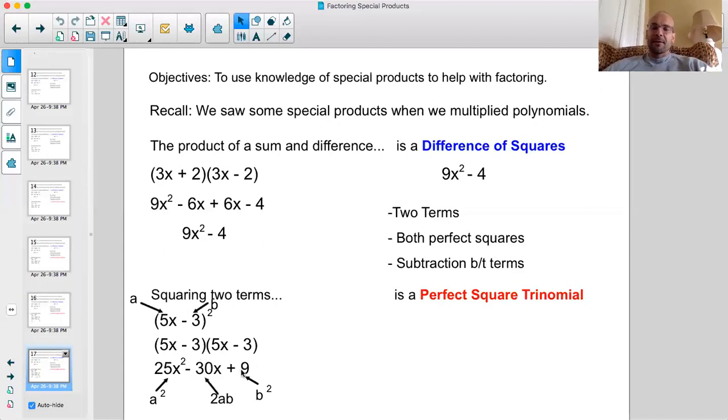And it was just kind of a, okay, well, nice to know. I'm not going to use that very often. I usually just FOIL here. But now if you're trying to work this backwards, think about what this does for us. We've seen how hard it is to factor a trinomial that has a number in front of x squared, let alone a number as big as 25.